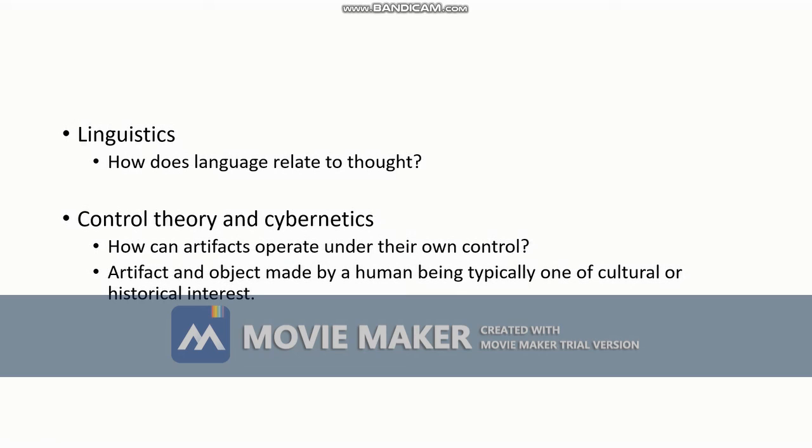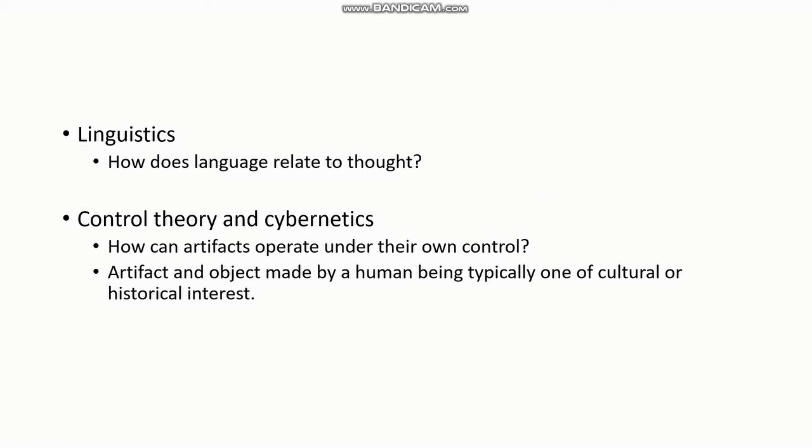Then we come to control theory and cybernetics. How can artifacts operate under their own control? Artifacts are objects made by human beings that typically belong to some cultural or historical interest. So what type of artifacts and objects belong to this sort of interest? These are some of the questions that can be understood in this particular area. So these are the building blocks, or foundations, of AI.